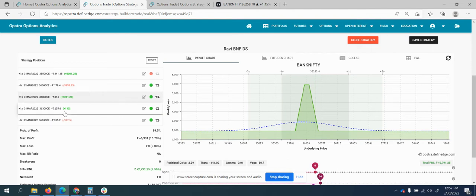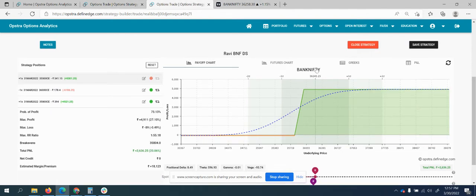I've done two more adjustments. The reason being, let's say the market was standing here. If the market goes up, then I'll fall into this profit zone. But what if the market comes down? I might end up with an 89 rupees loss.